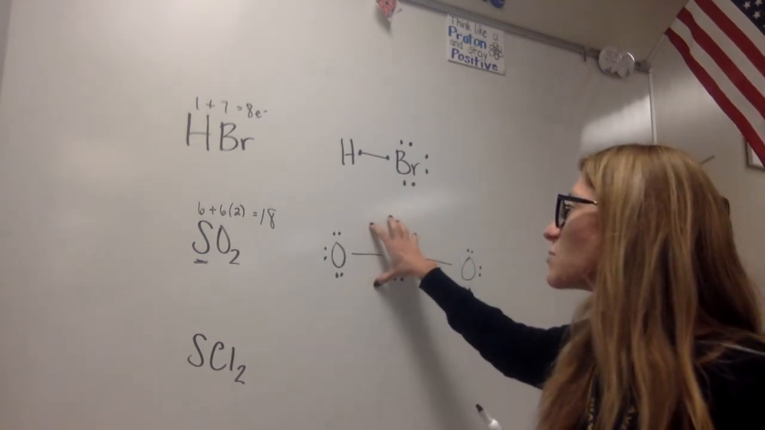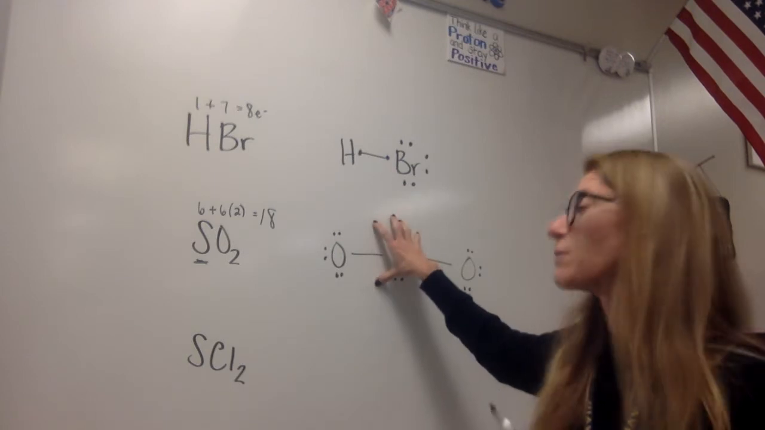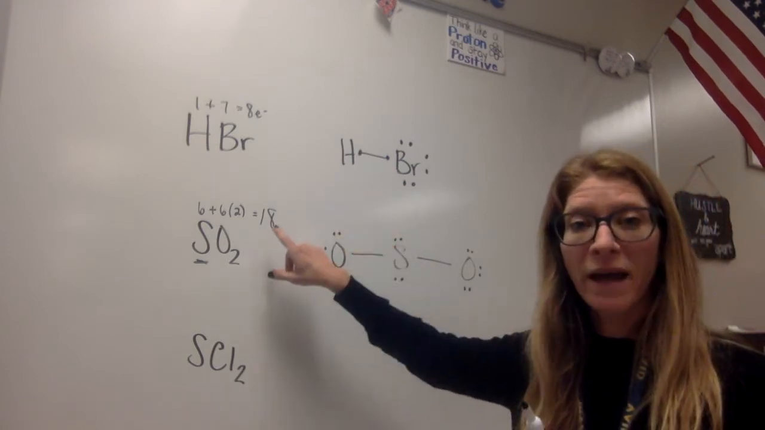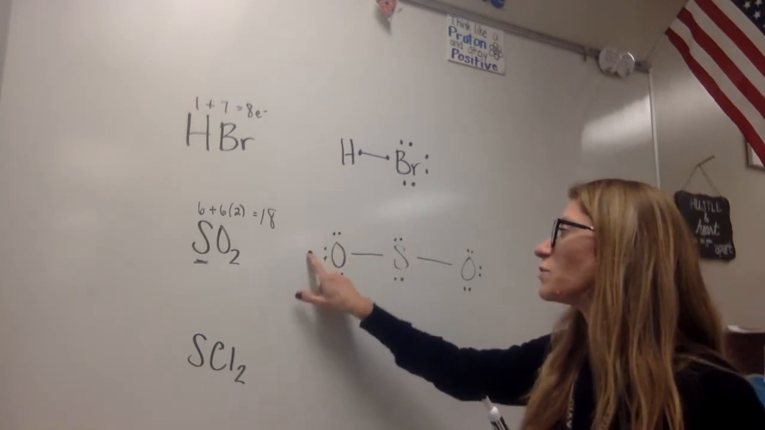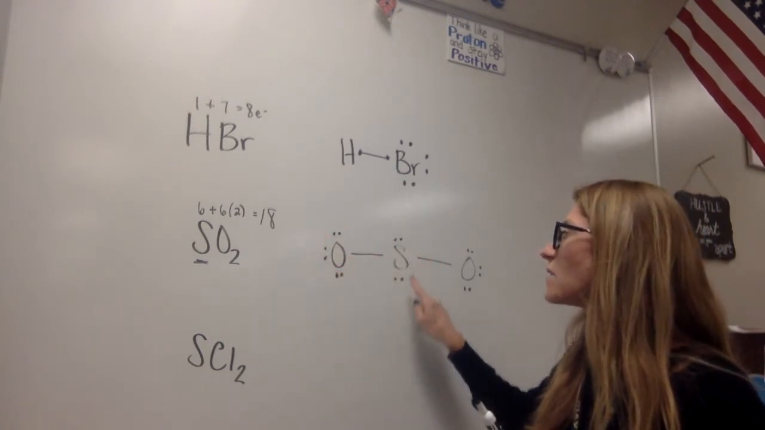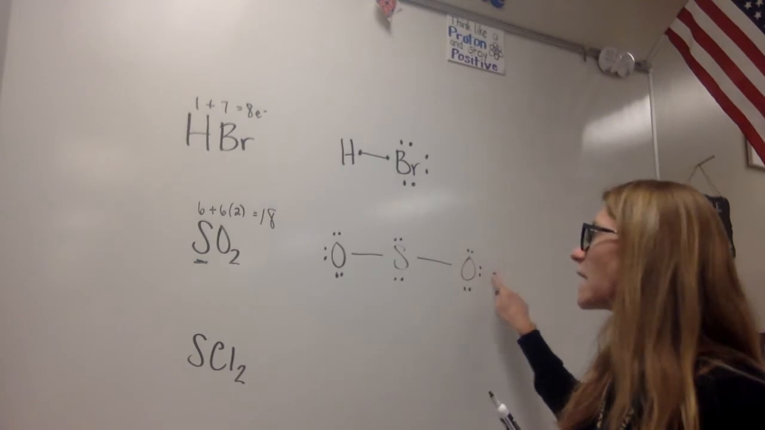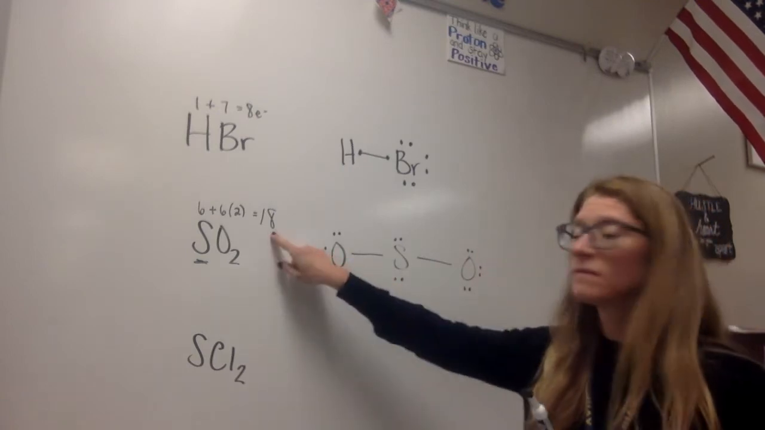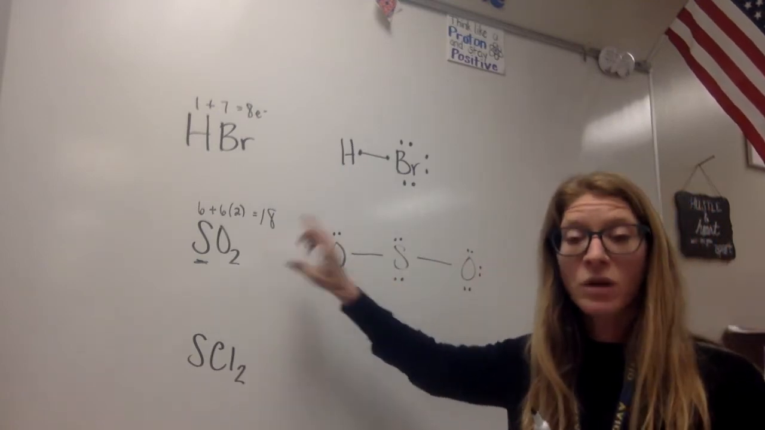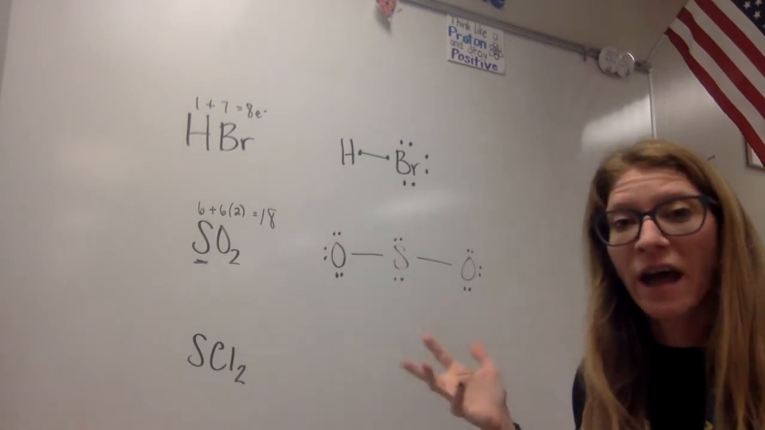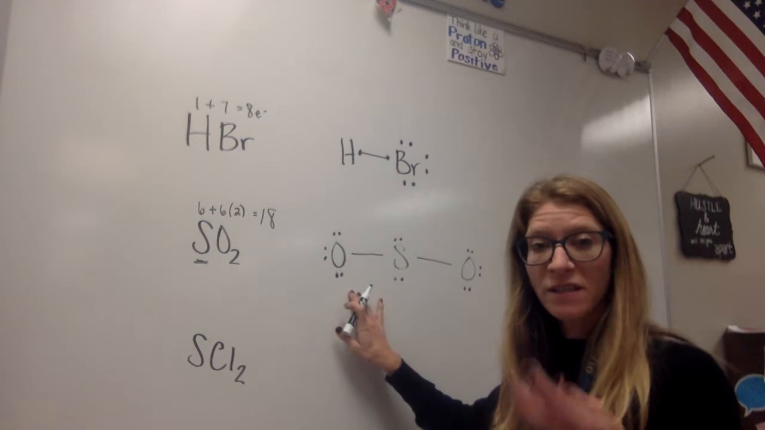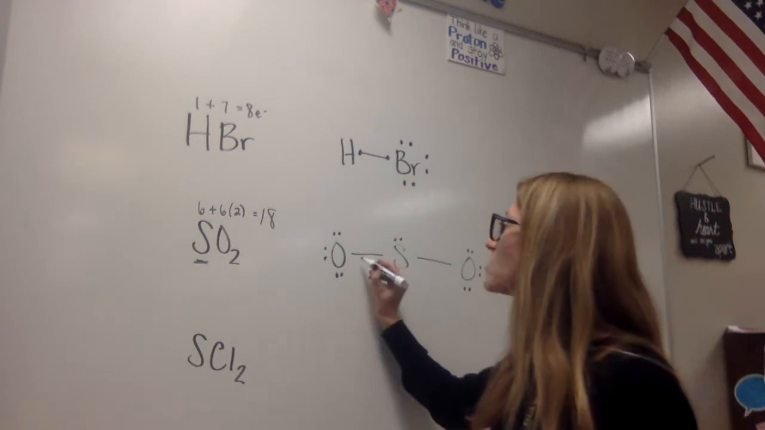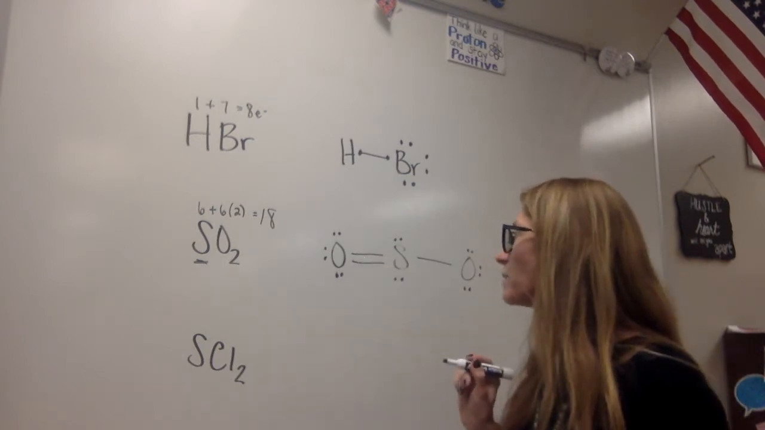Second thing is, does the number of electrons in my drawing match my calculated value? So if we count all of them up, 2, 4, 6, 8, 10, 12, 14, 16, 18, 20, that does not check out. So now we need to go back and fix our structure and add a double or triple bond. Since both of these are oxygen, it doesn't matter which side we add the double bond to. So I'm going to add the double bond here.